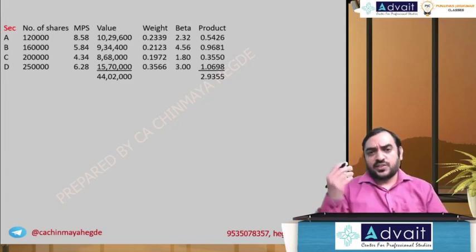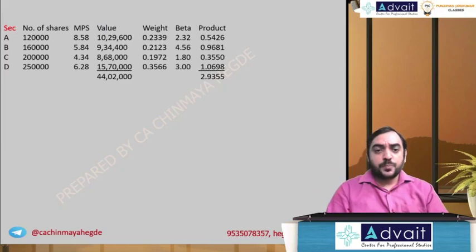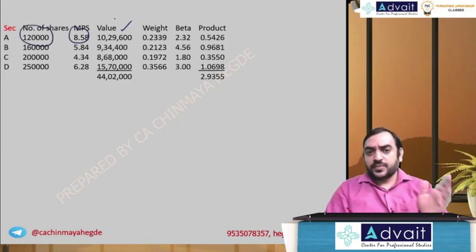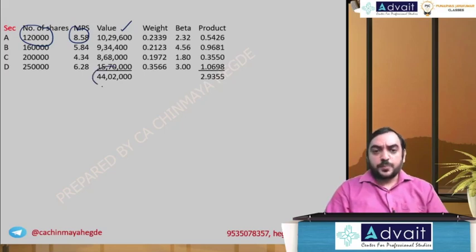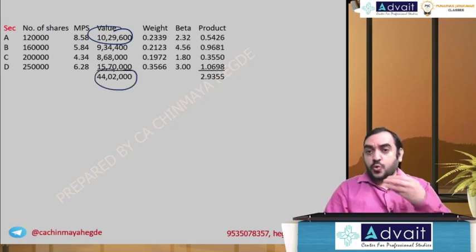Hope these calculations are straightforward. I'll still tell you once more. 12,000 into 8.58, 10,29,600. Like that you do for every security, and you get the total. 10,29,600 value of investment, divided by 44,02,000 total investment. Value by total will give you the weights.